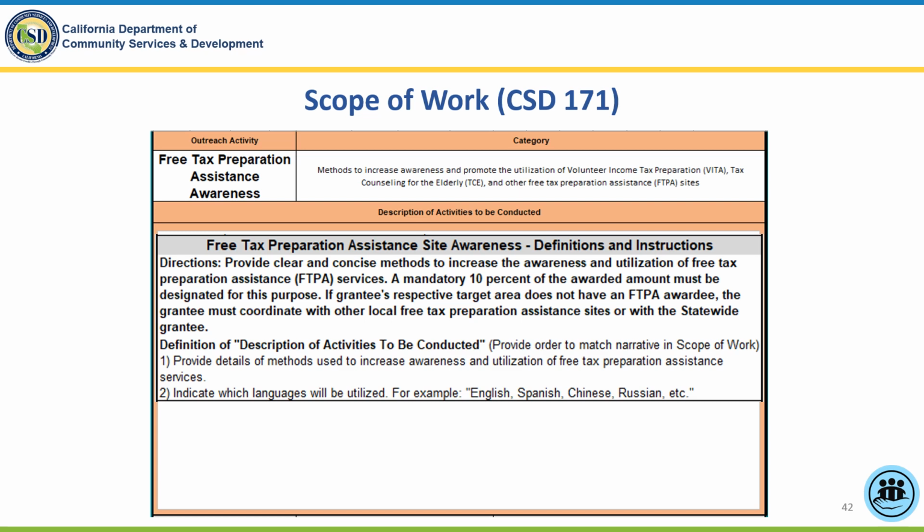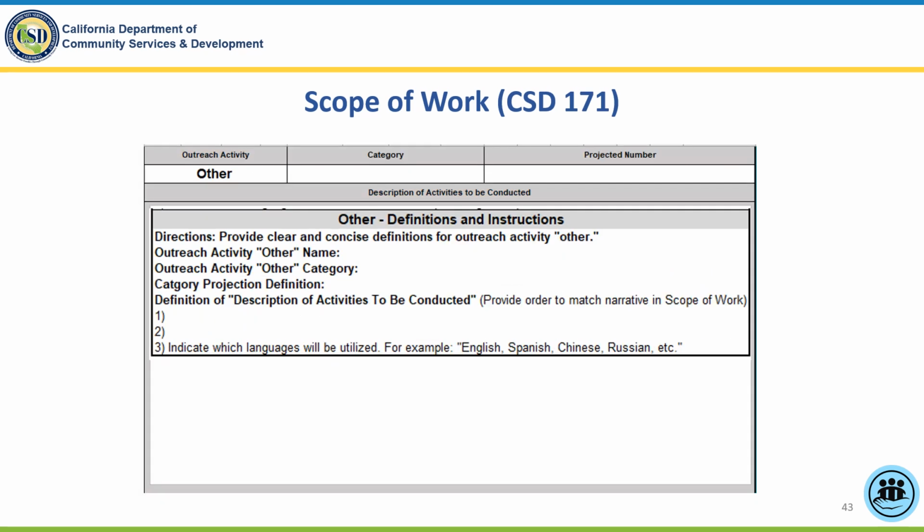Under the other category, if applicable, applicants should indicate categories and provide projection numbers. In the definitions and instructions, applicants should provide information based on the prompts shown here on the slide. Clear definitions and instructions will assist CSD with better understanding why an applicant believes a particular other activity is innovative and valuable. This concludes our review of the scope of work. We are now going to move on to the budget summary and budget detail forms.